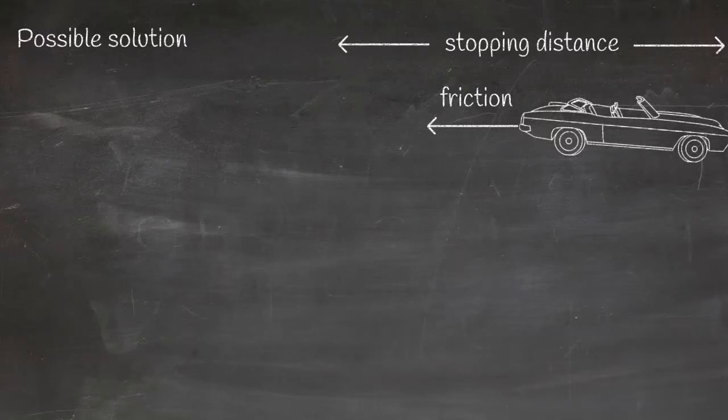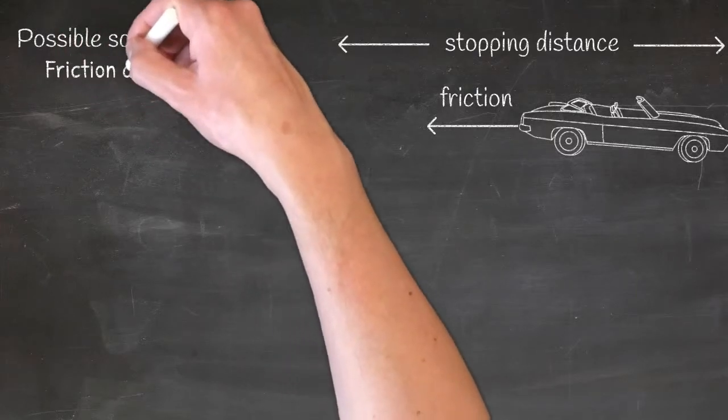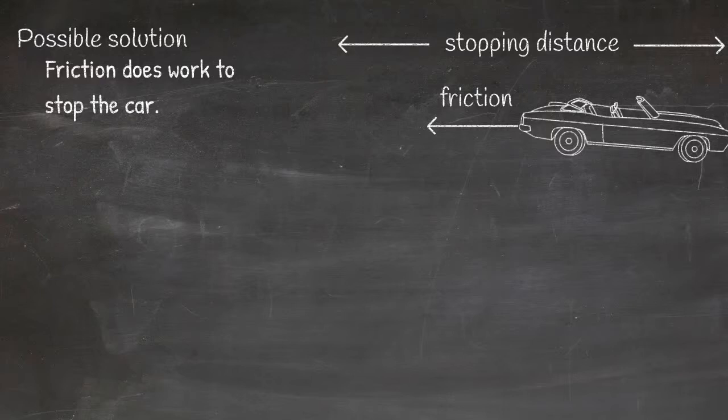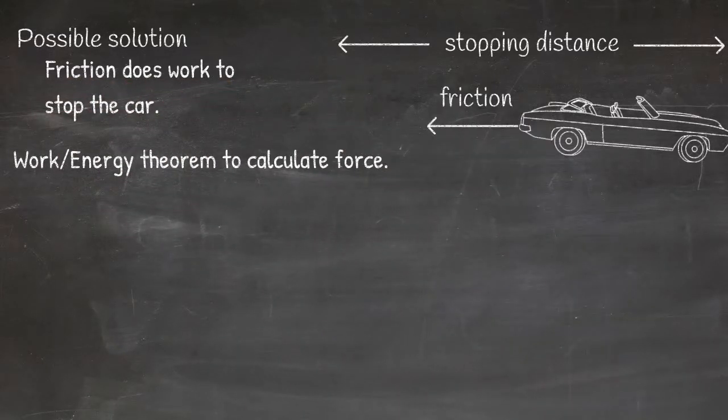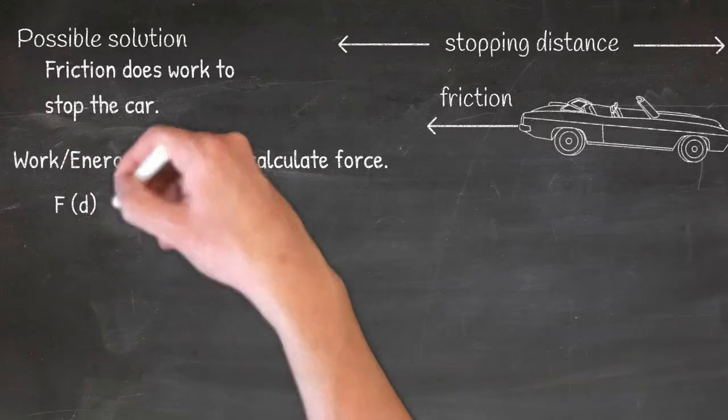And it does turn out to be a lot slicker, a lot faster. So let's step back and do a second possible solution here. And what we have is the friction does work to stop the car. That's the big idea here. So if the friction is doing work, we should be able to use the work energy theorem in order to calculate the force of friction directly. So let's put it in the equation here.